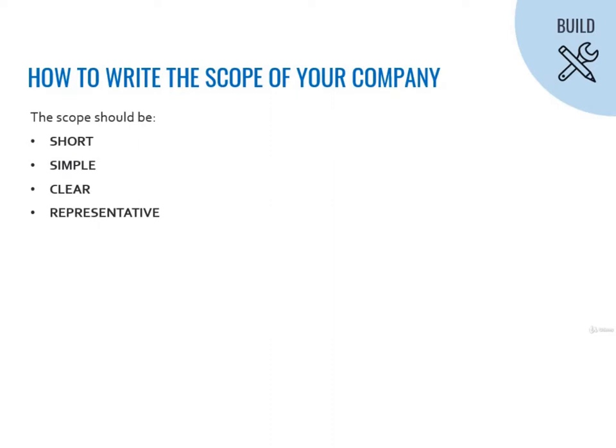According to the standard, your scope has to be short, simple, clear, representative. Why? Because you don't want to mislead anyone. The scope could be read by your clients, your contractor, your local government, so you want them to have a very clear idea just by reading those 2 to 3 lines.